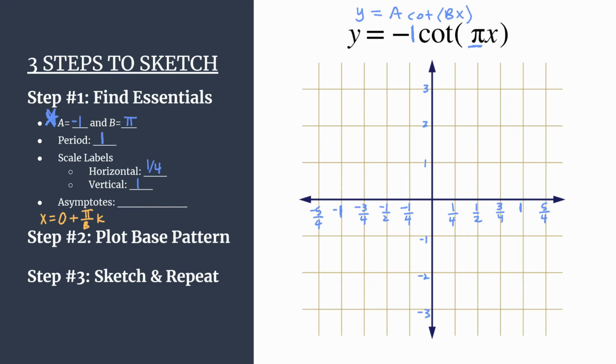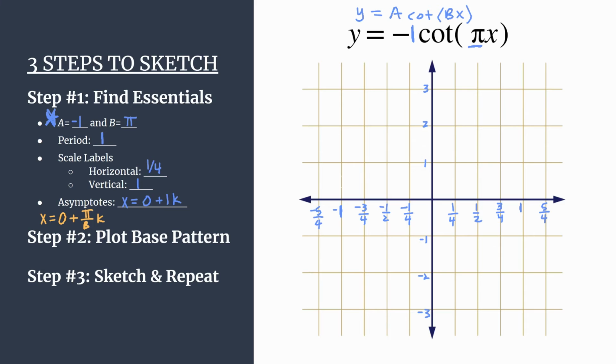So let's create our asymptote generating equation for this graph. We'll say x equals 0 plus, we know pi over b we already calculated was 1, so plus 1k. And of course you don't even have to put the 1, it's understood. Technically, you don't even have to put the 0. You could just represent it as x equals k. So substitute in a few values for k.